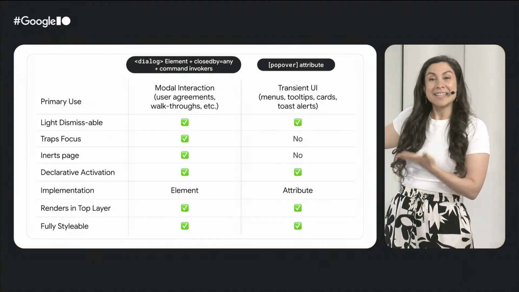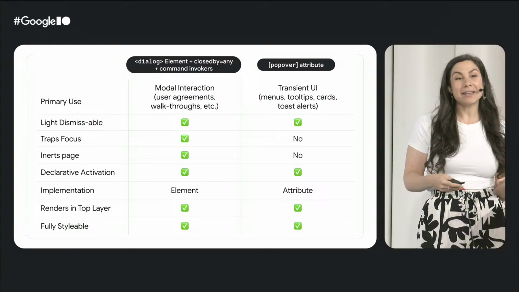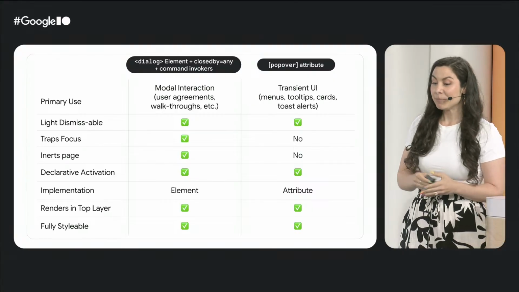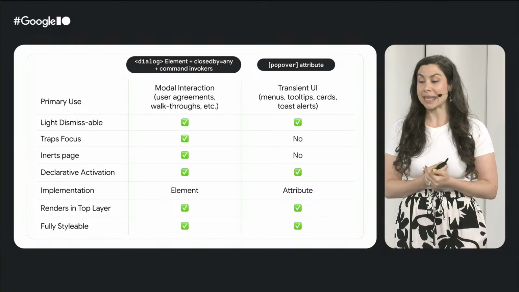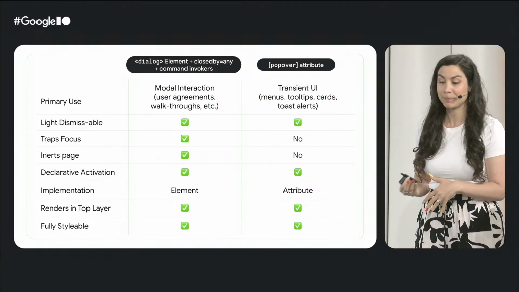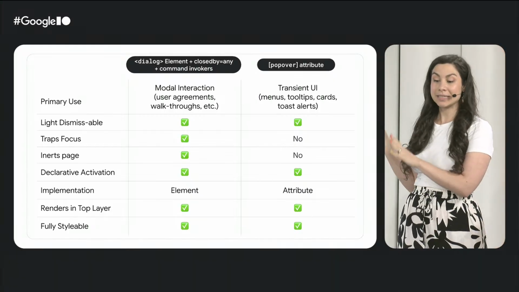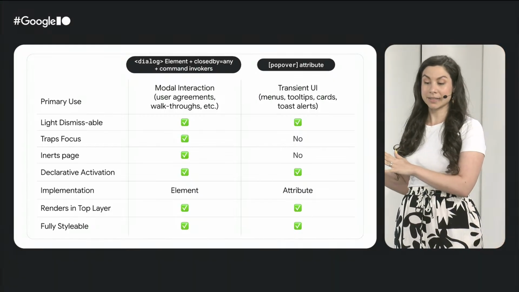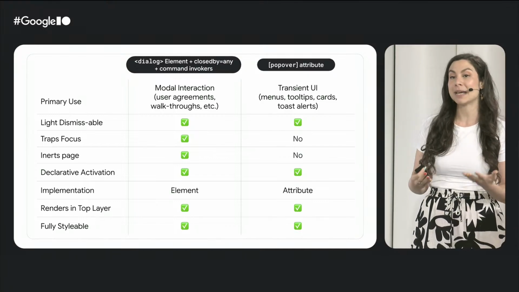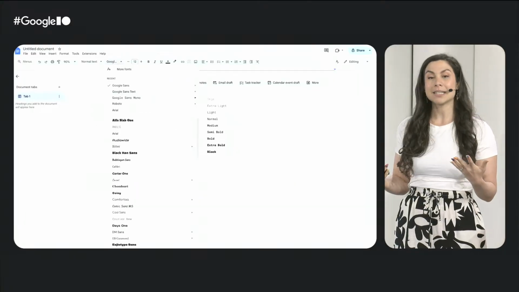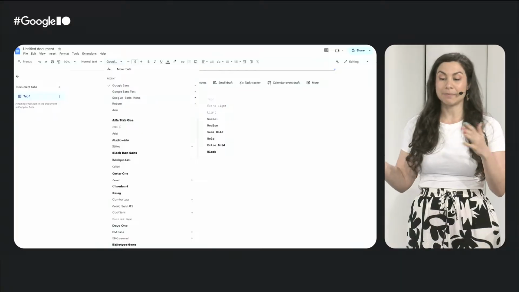So now we can update this table with the new capabilities that we now have for dialogue. With command invokers and closedby=any, you can focus on the semantic needs of your UI elements and leave the interactions to the browser. Remember that a dialog is an element, and popover is an attribute that still needs more semantic context. But the OpenUI community group continues to work on shipping semantic UI components, like a possible future menu element with the ability to easily create nested menus like so.